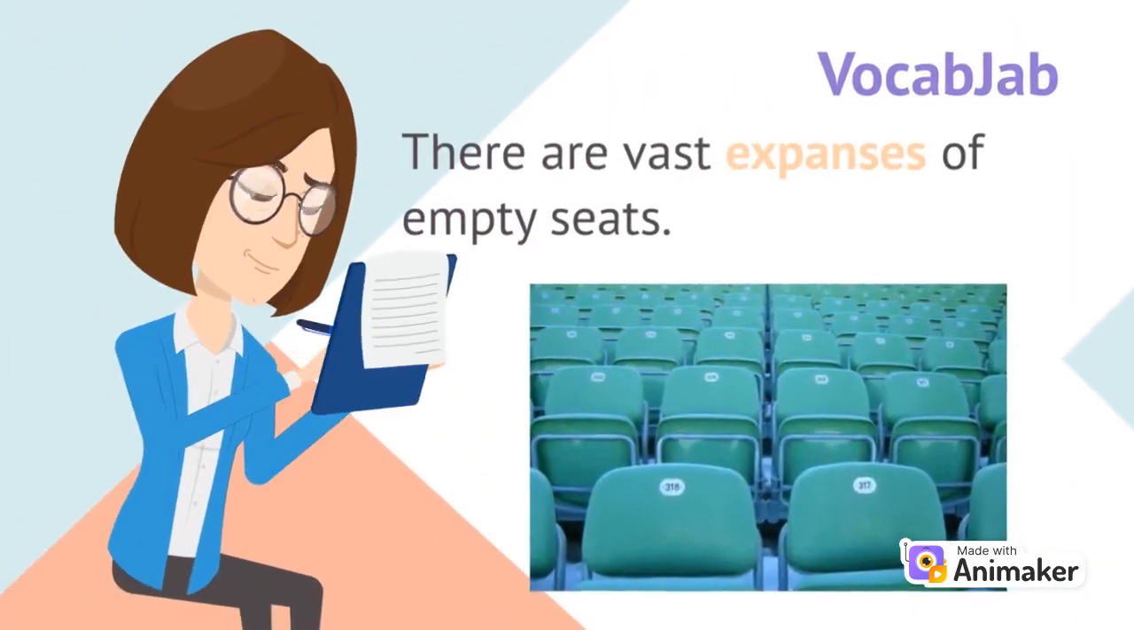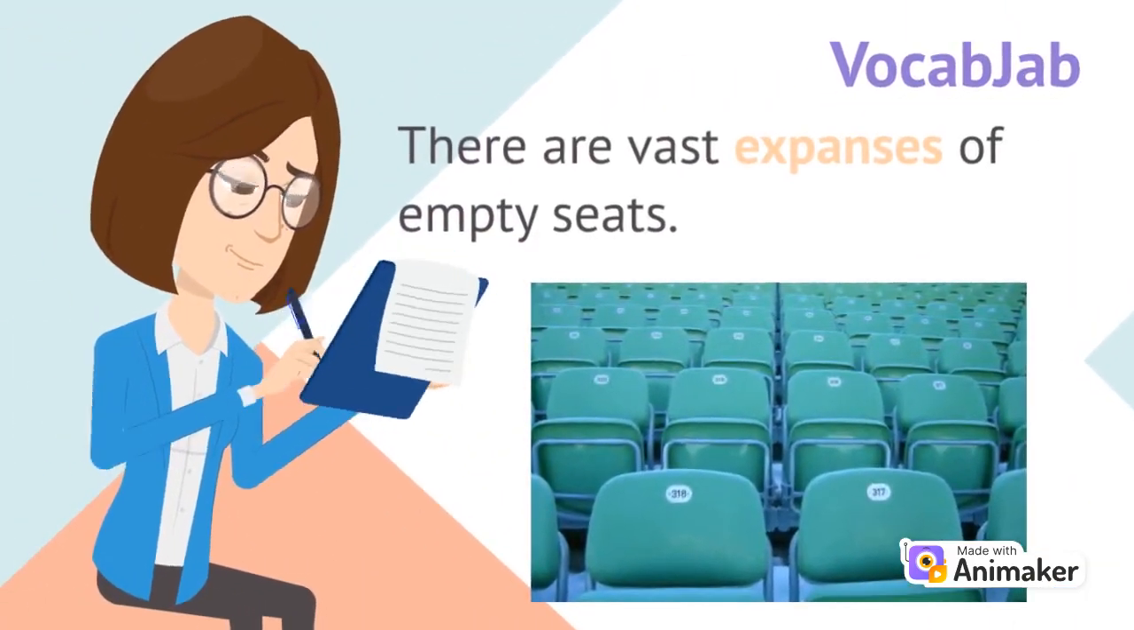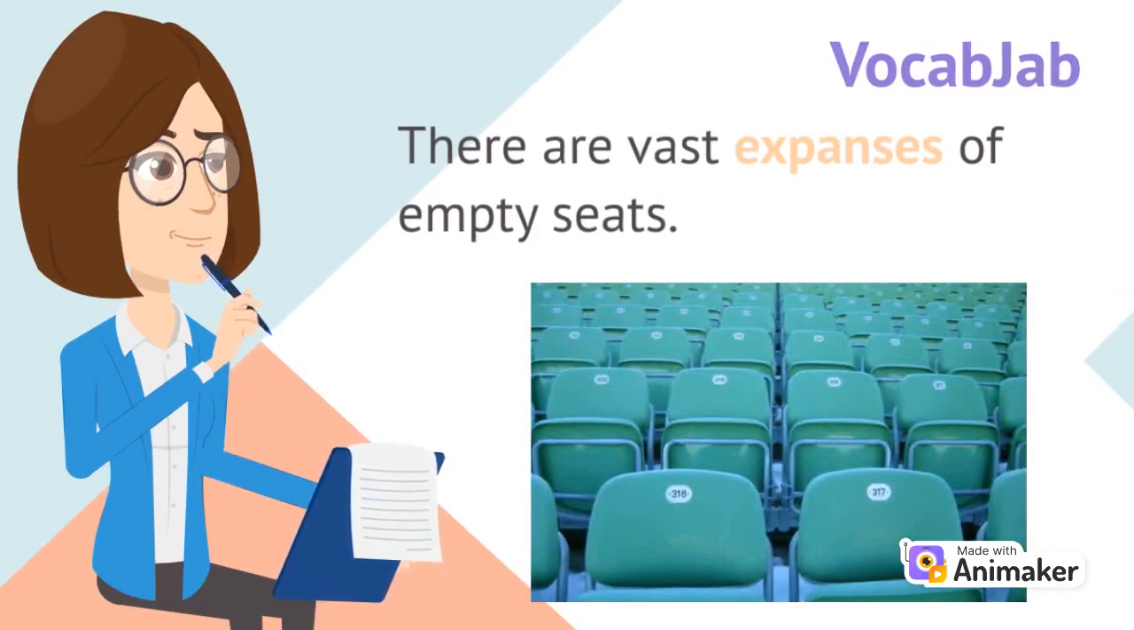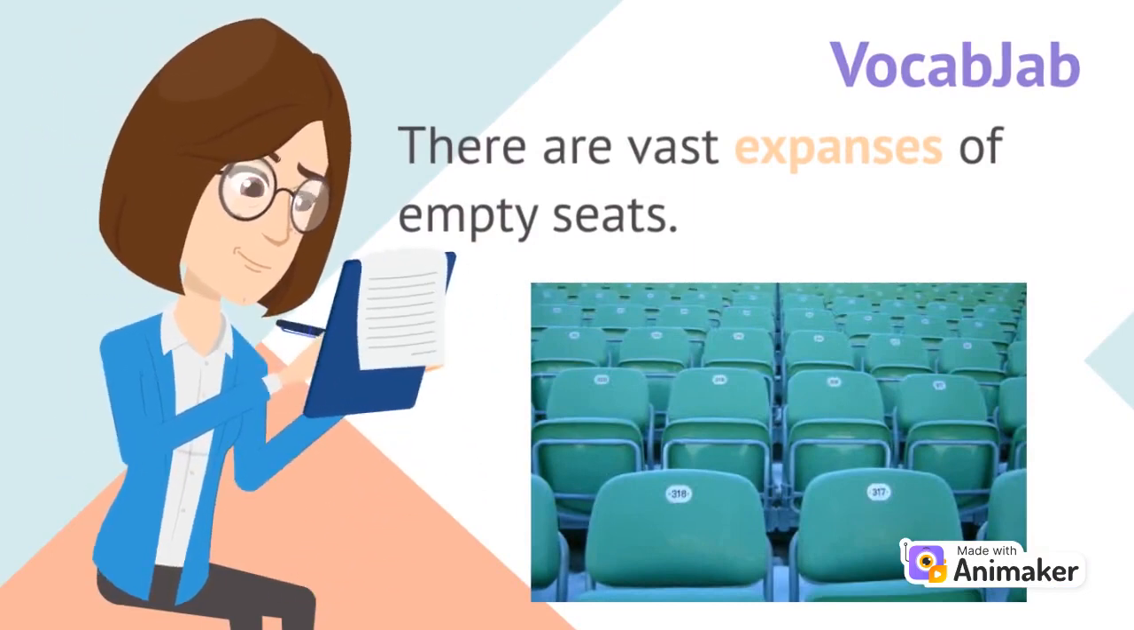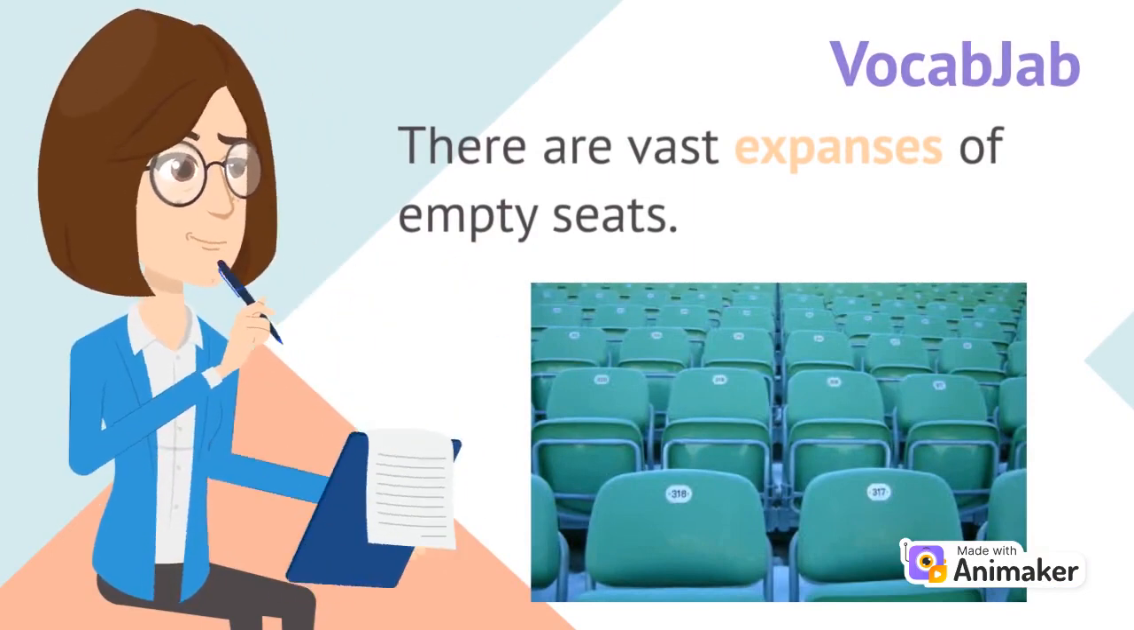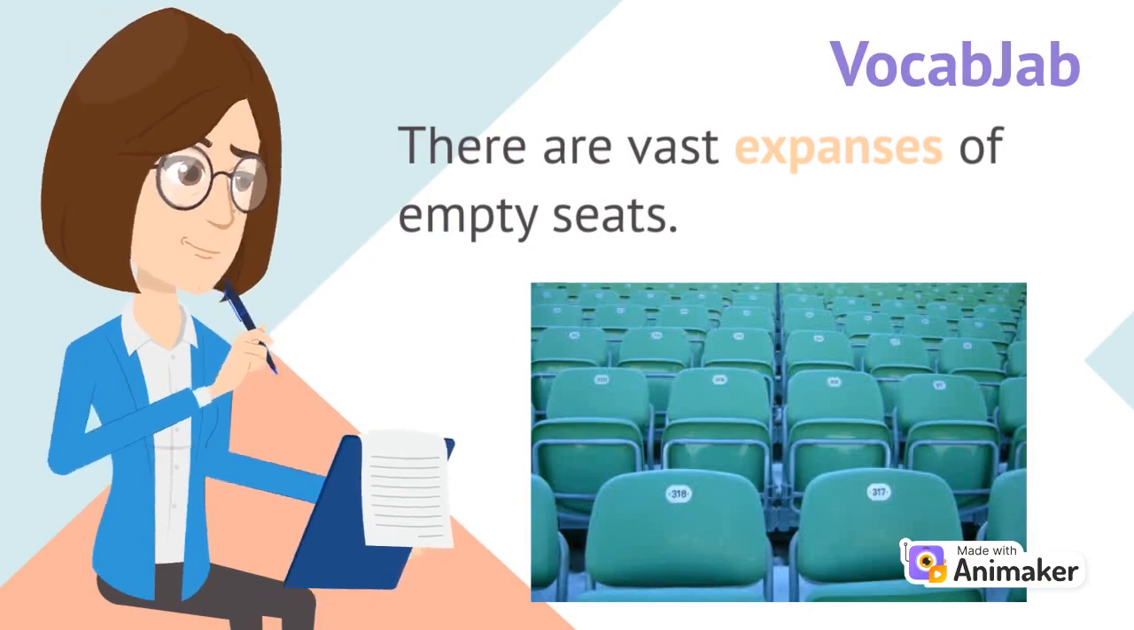So, here is a final example. There are vast expanses of empty seats. This means there's a huge area of empty seats here. So, there are vast expanses of empty seats.